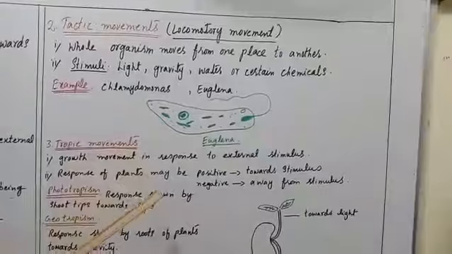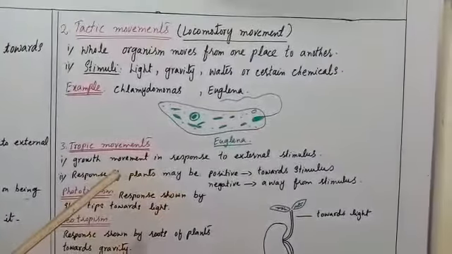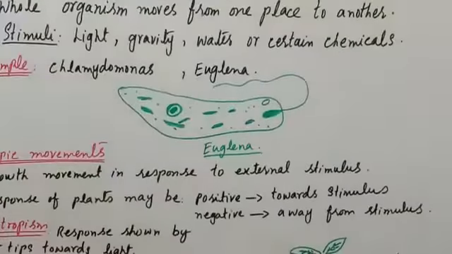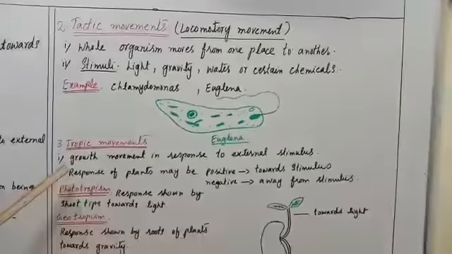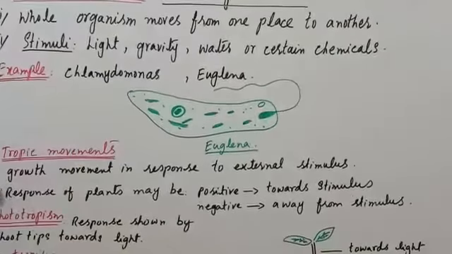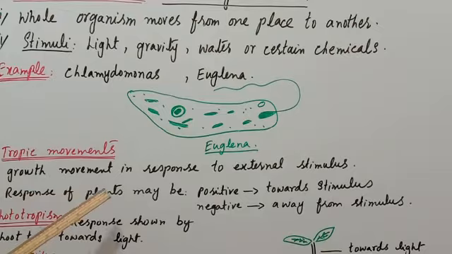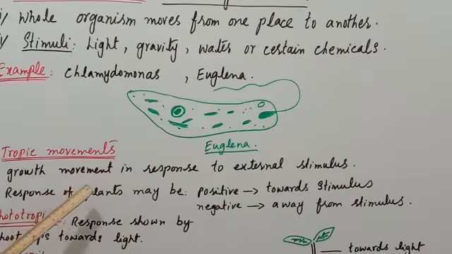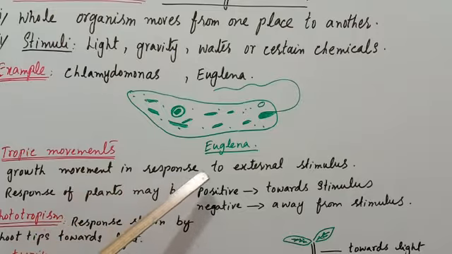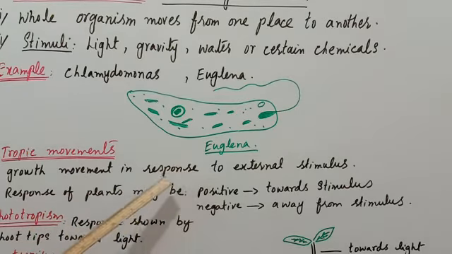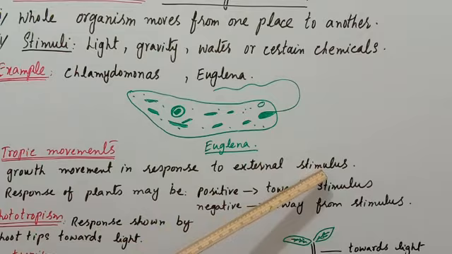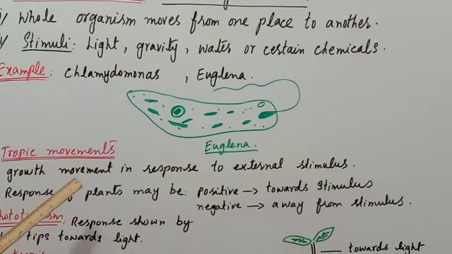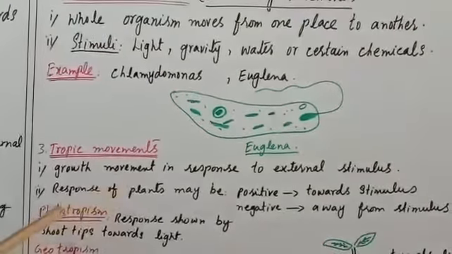The third type of movement is tropic movement. Tropic movement is a growth movement in response to an external stimulus. This is a growth movement, and it is in response to the external stimulus when it is applied, so a growth movement takes place.